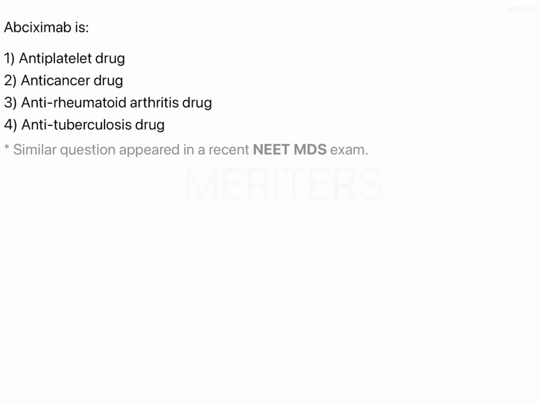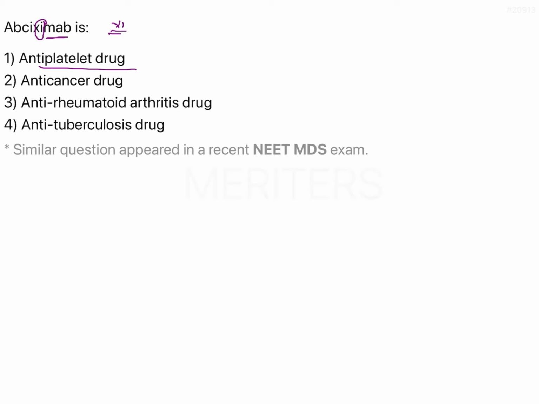Abciximab is an antiplatelet drug, an anti-cancer drug, an anti-rheumatoid arthritis drug, an anti-tuberculosis drug. So, one small hint I'll give you: whenever this "-zumab" or "-mab" comes, it is definitely a monoclonal antibody. Specifically for this question, if you have "xi" in your drug, then it is an antiplatelet drug. So what is this Abciximab?